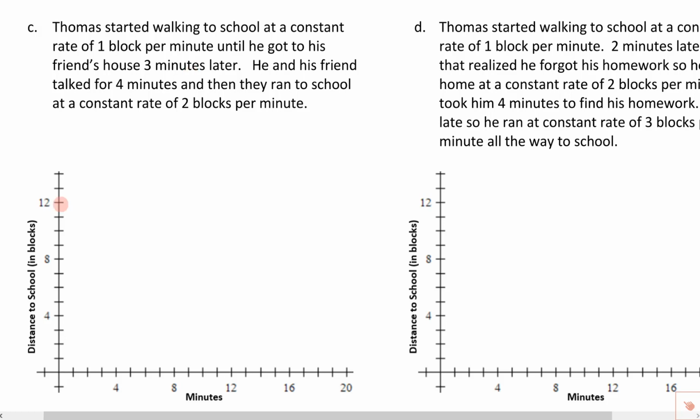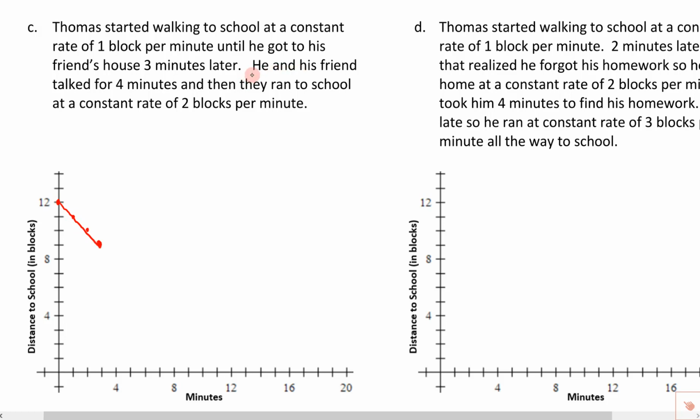Okay, so what he did is he started out at home, and then he did 1 block in 1 minute, another block in another minute, and another block in another minute. So take a look right here. At 3 minutes, he's 9 blocks from school. So his friend lives 9 blocks from school. Okay, so we're going to draw a little line right there.